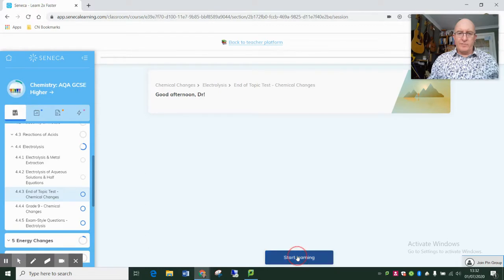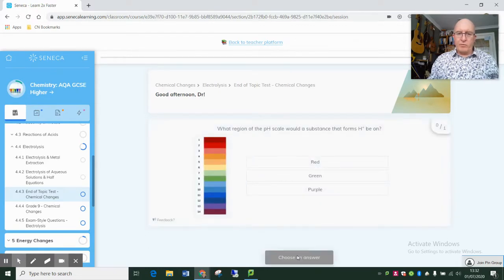Okay, what region of the pH scale would a substance that forms H plus be on? So H plus is formed by acids. So acids on the pH scale would be up here, the red end, let's say red.